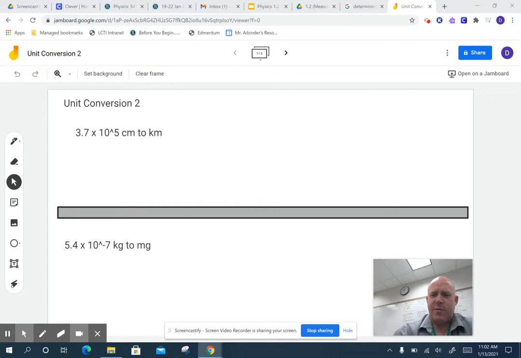All right, physics, Mr. Moore again. And now we're on unit conversion part 2. Going to get a little bit more detailed here. So let's start with this first one up here, okay?